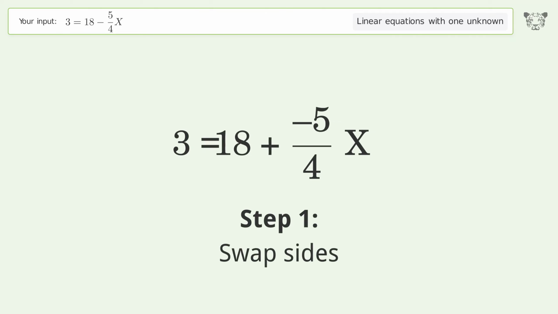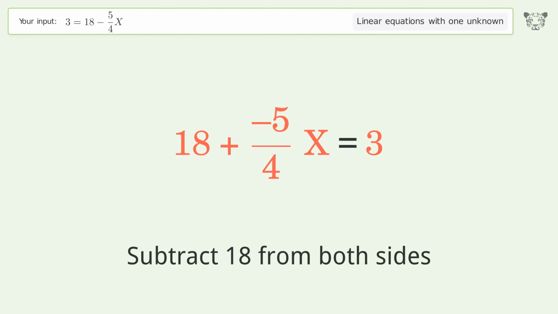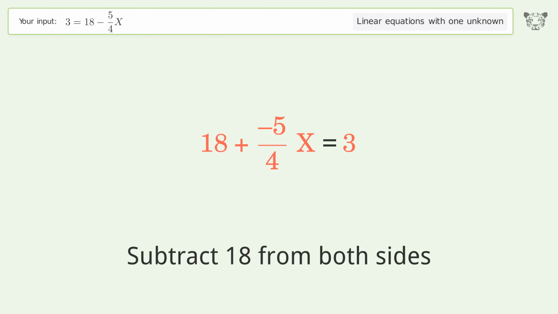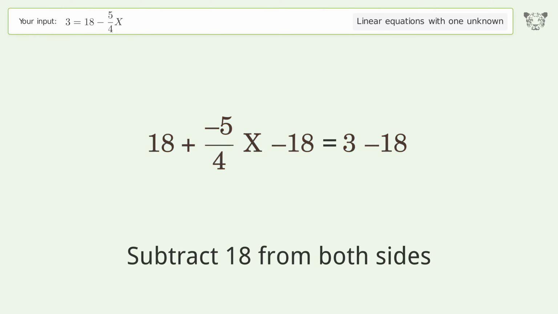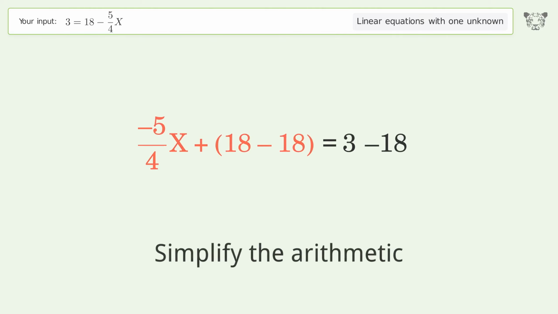Swap sides. Group all constants on the right side of the equation. Subtract 18 from both sides. Group like terms. Simplify the arithmetic.